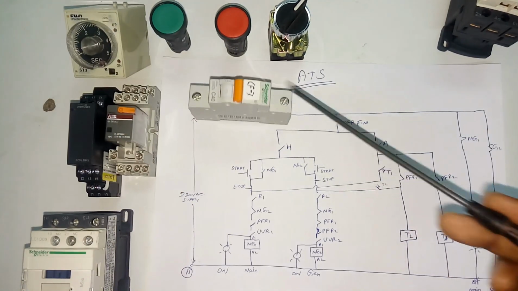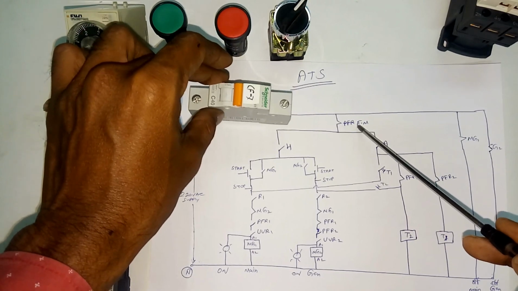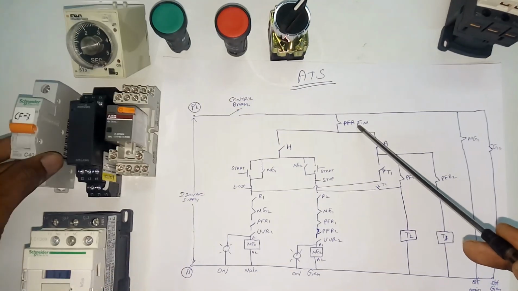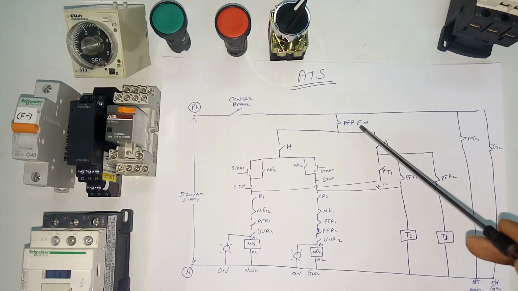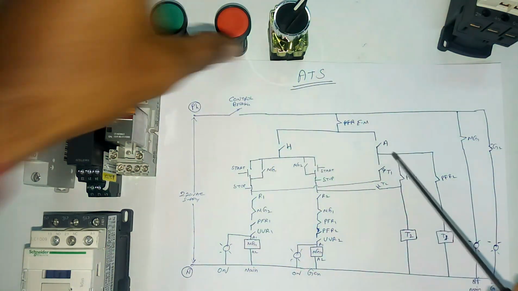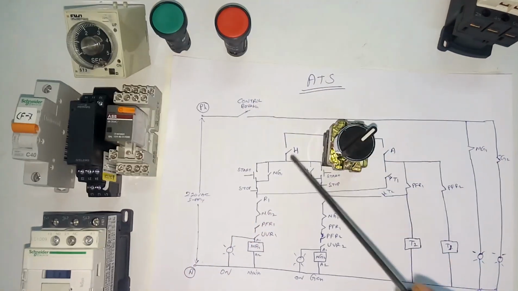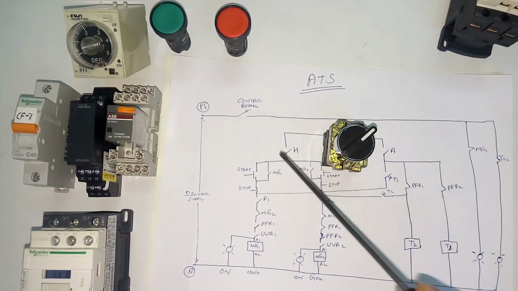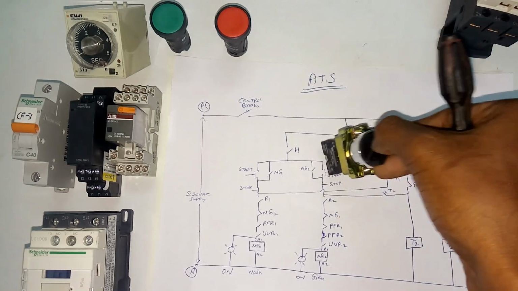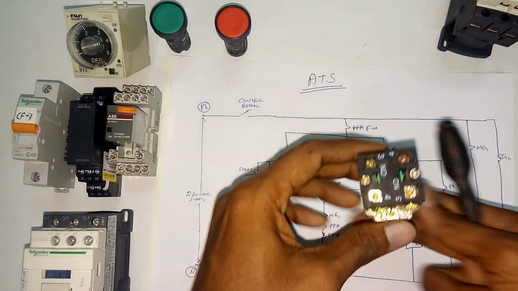Here is the emergency push button. In case of any emergency, we need to switch off the whole circuit, so that's why I am providing the emergency push button here. The hand-off-auto switch is also provided here. This is a sample switch, the hand and auto. We can operate hand and auto, the manual and automatic operation. These are the points we can use to make the hand and auto.